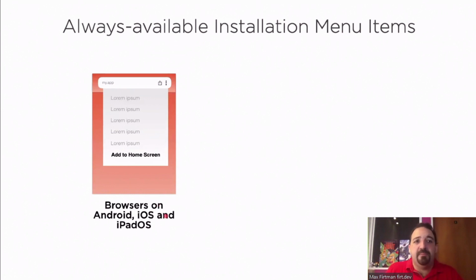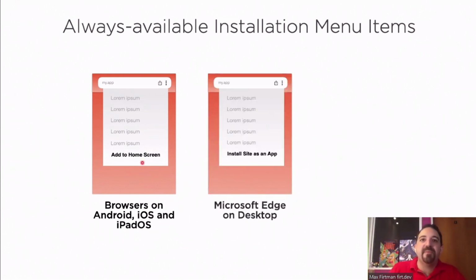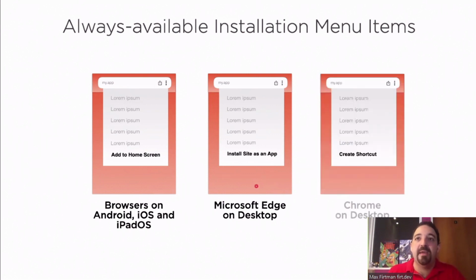For example, browsers on Android, iOS, and iPadOS always have a menu item, add to home screen. It doesn't matter if you're passing the PWA criteria or not. Edge on desktop has an install site as an app that will let you install any site as an app, even if it's not a PWA. And something similar on Chrome on desktop. It's create shortcut. So you can actually install every website as kind of a PWA.